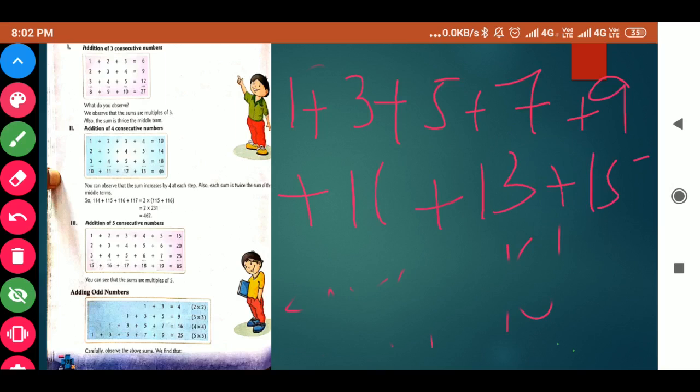Here we have taken continuous odd numbers. How many numbers are given? 1, 2, 3, 4, 5, 6, 7, 8. Means addition of 8 odd numbers. What will be the answer? According to that rule, the answer will be 8 multiplied by the same number, 8 multiplied by 8, and the answer will be 64. You can add these numbers and you can match your answer. I hope you understood how to add the odd numbers. In the same way, we will learn how to add even numbers.